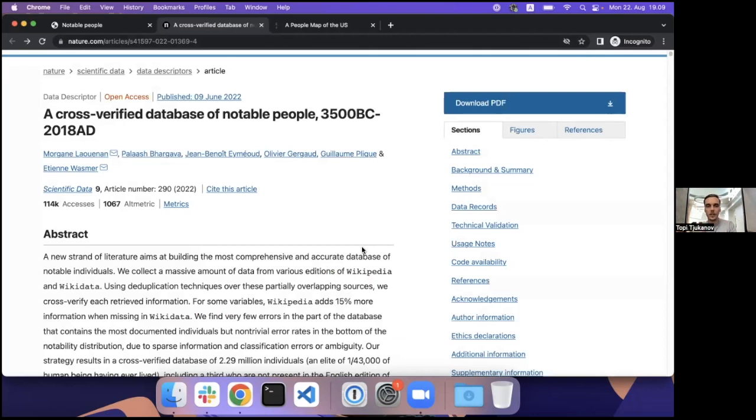So the data set is this. It's a cross-verified database of notable people. And it's made by real scientists, unlike myself, although I was referenced as a science researcher in some of the news articles where it was featured. But yeah, there's a whole article on the actual data set, and they released the data set openly too, and then I used that.